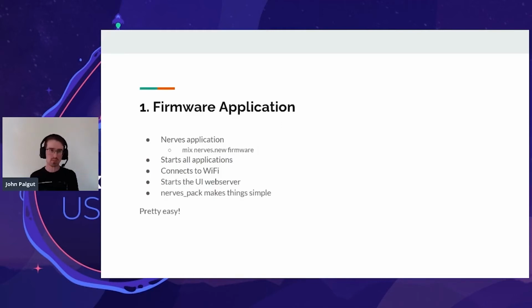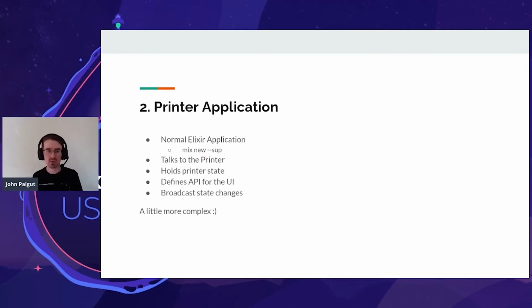And so speaking a little bit more about the firmware application, this was the part of the application I touched the least. I basically ran mix nerves.new. I told it a little bit about my Wi-Fi information. I told it how to pull in my other applications. And that was it. It just kind of worked. It was a lot more straightforward and really easy than I thought it would be. So that was pretty cool.